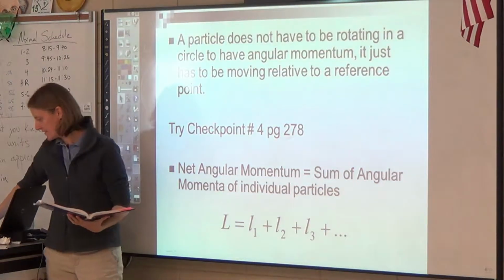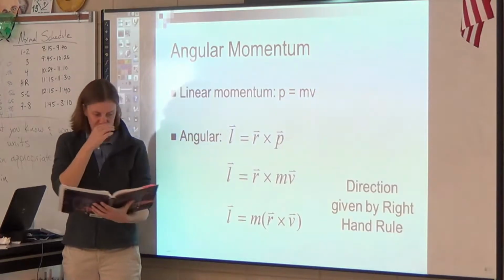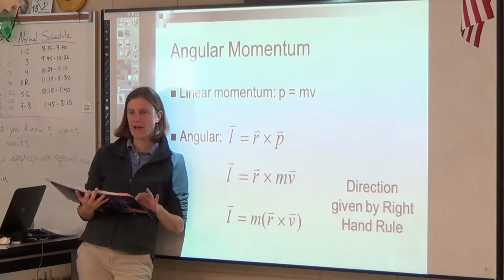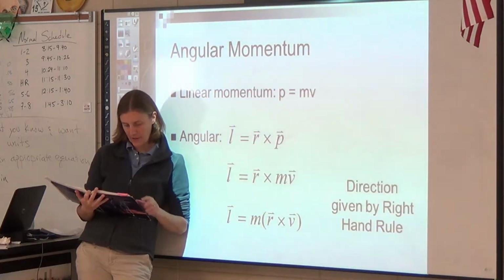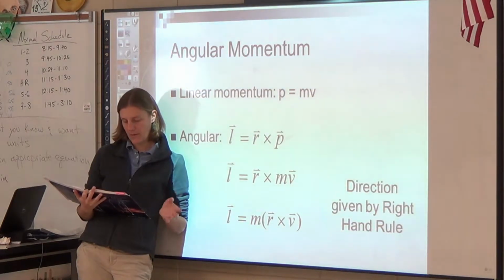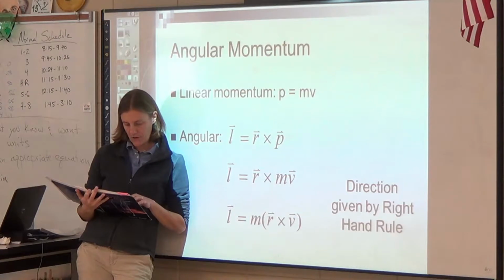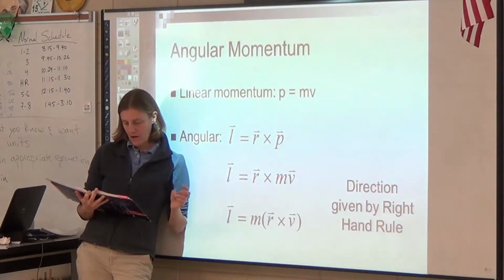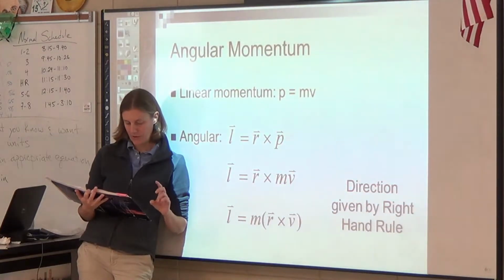And let's actually just look at our formula while we do this. So 278, checkpoint number 4. In part A of the figure, you've got particles going around a circle. Part B, you do not. In part A, particles 1 and 2 move around point O in opposite directions in circles with radii 2 meters and 4 meters. In part B, particles 3 and 4 travel along straight lines in the same direction with their closest distance to point O being 2 and 4. Particle 5 moves directly away from O. All 5 particles have the same mass and the same constant speed. A, rank them according to the magnitude of their angular momentum.